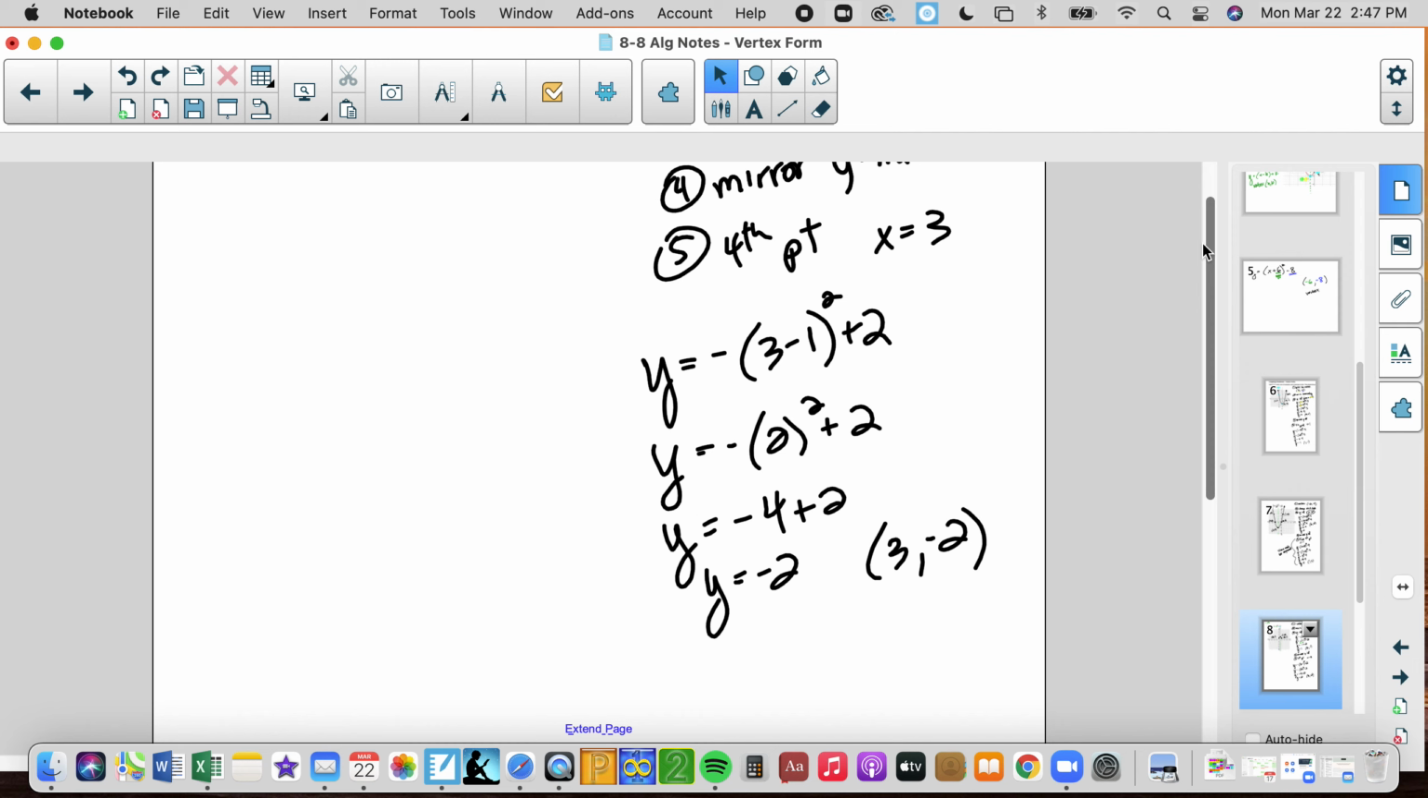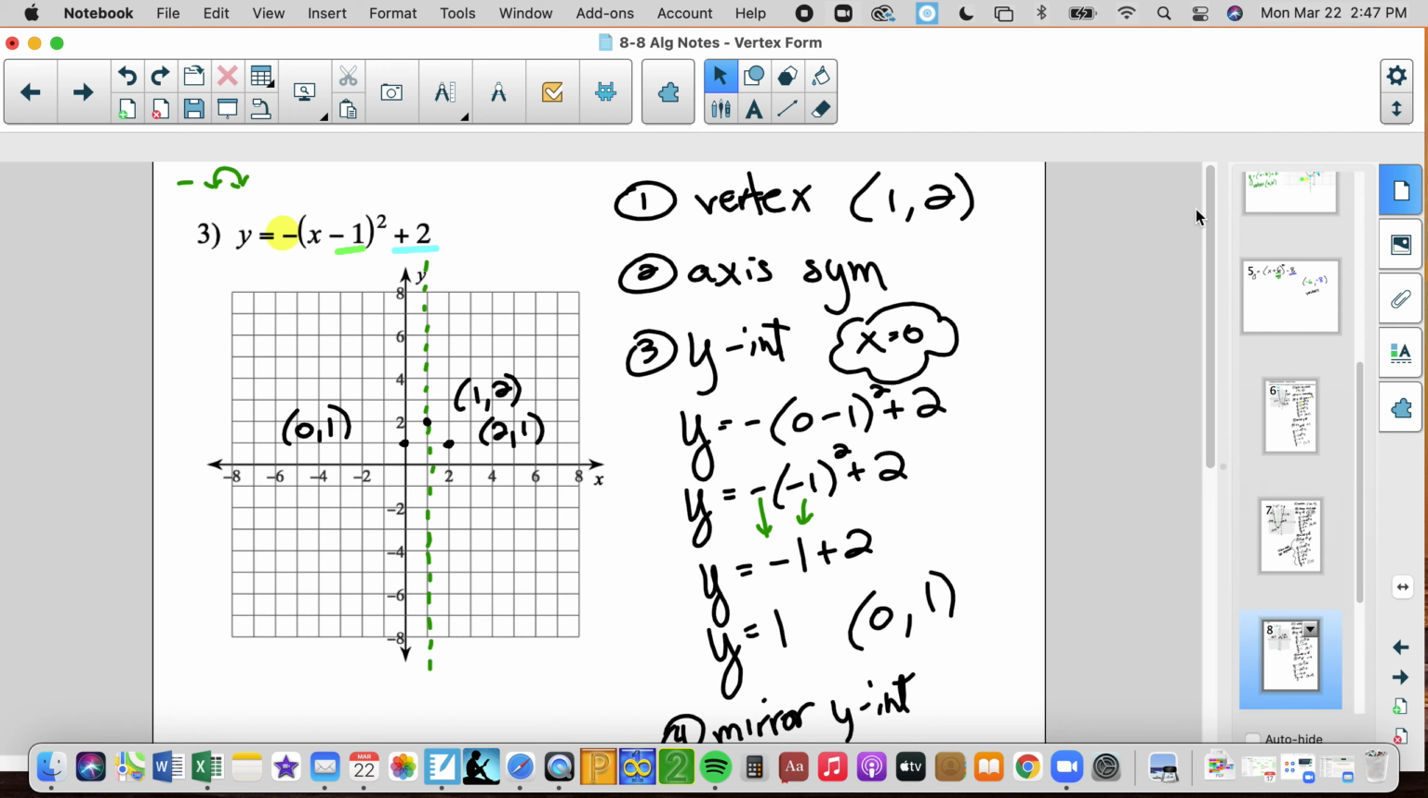So let's go up, plot that point. 3, negative 2. All right, right there. That is 2 away, so I'm going to count 1, 2 to the left. And that point is negative 1, negative 2. I've got 5 points. I'm feeling pretty good about my graph. It is the shape that I was expecting. Remember, we had a negative coefficient outside of that parentheses. So I knew it was going to be upside down.